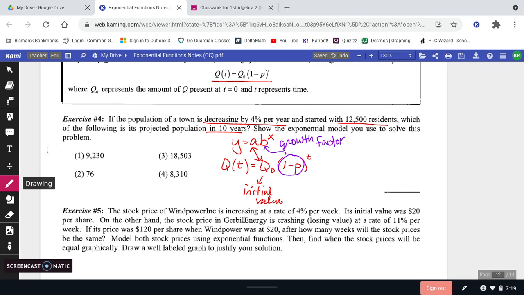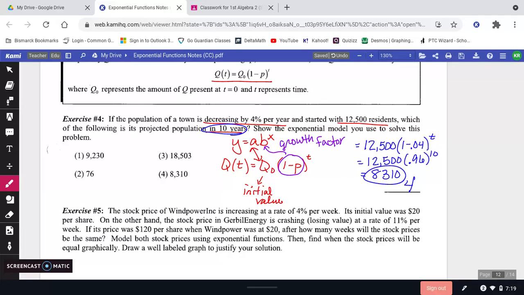Okay, so for this one, we are starting with 12,500 people. You are decreasing by 4%, so that's going to be 1 minus 0.04 to the t power. So 1 minus 0.04, okay, or minus 4%, that's 96%, or 0.96. And then my time is I want to know in 10 years what my population is going to be. And it's going to be 8,310 approximately. Okay, so it's going to be option number 4. Again, try that in your calculator. Make sure that you can calculate that correctly. Okay, and that is going to be it for this lesson.